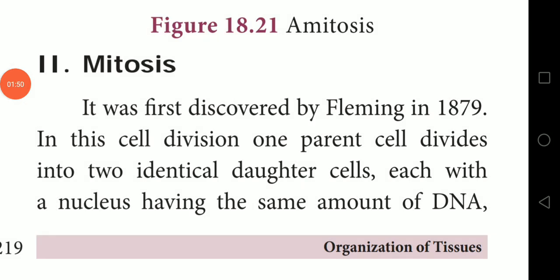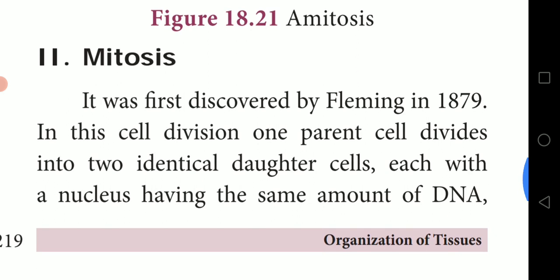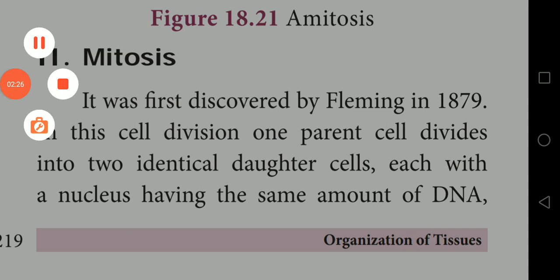Mitosis was first discovered by Fleming in 1879. In this cell division, one parent cell divides into two identical daughter cells, each with a nucleus having the same amount of DNA. So that is mitosis.